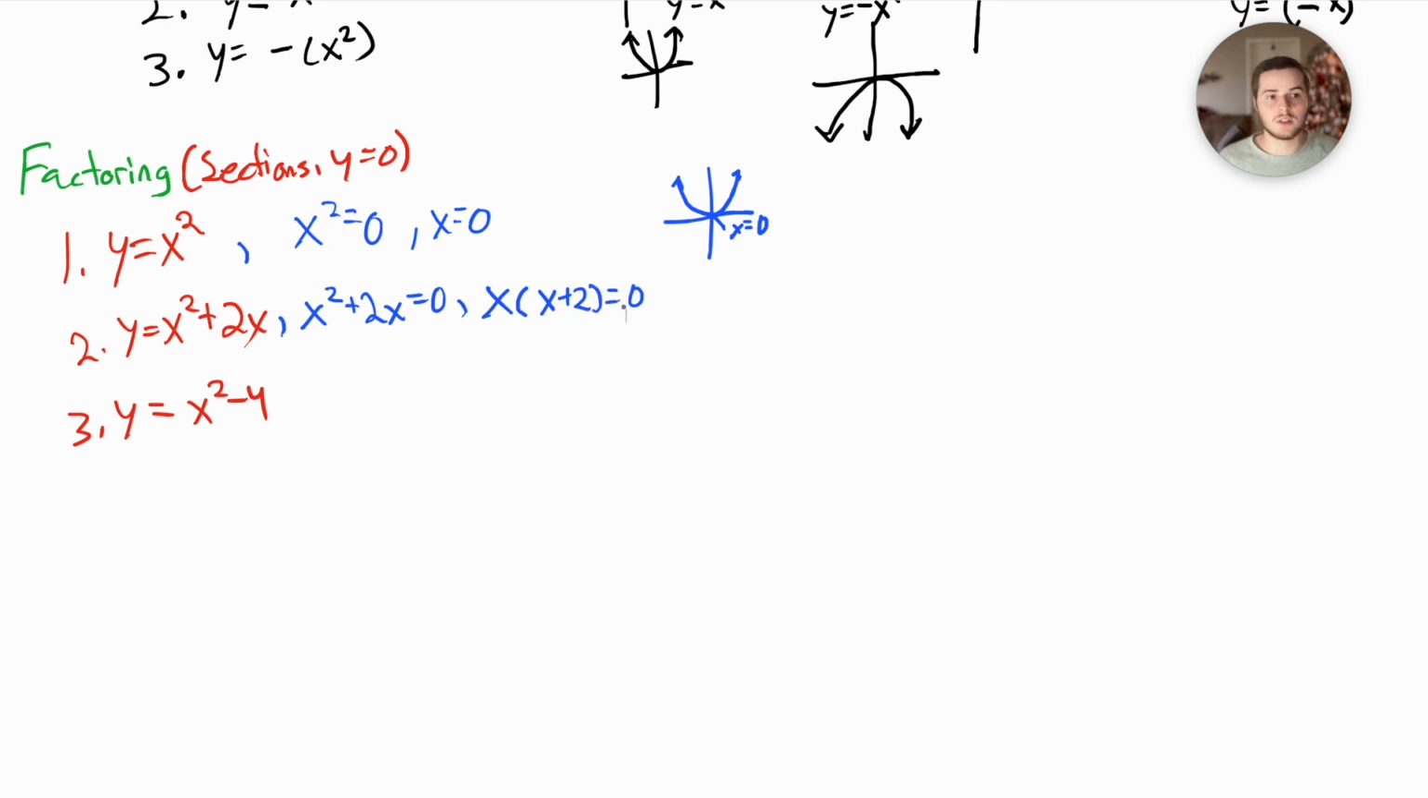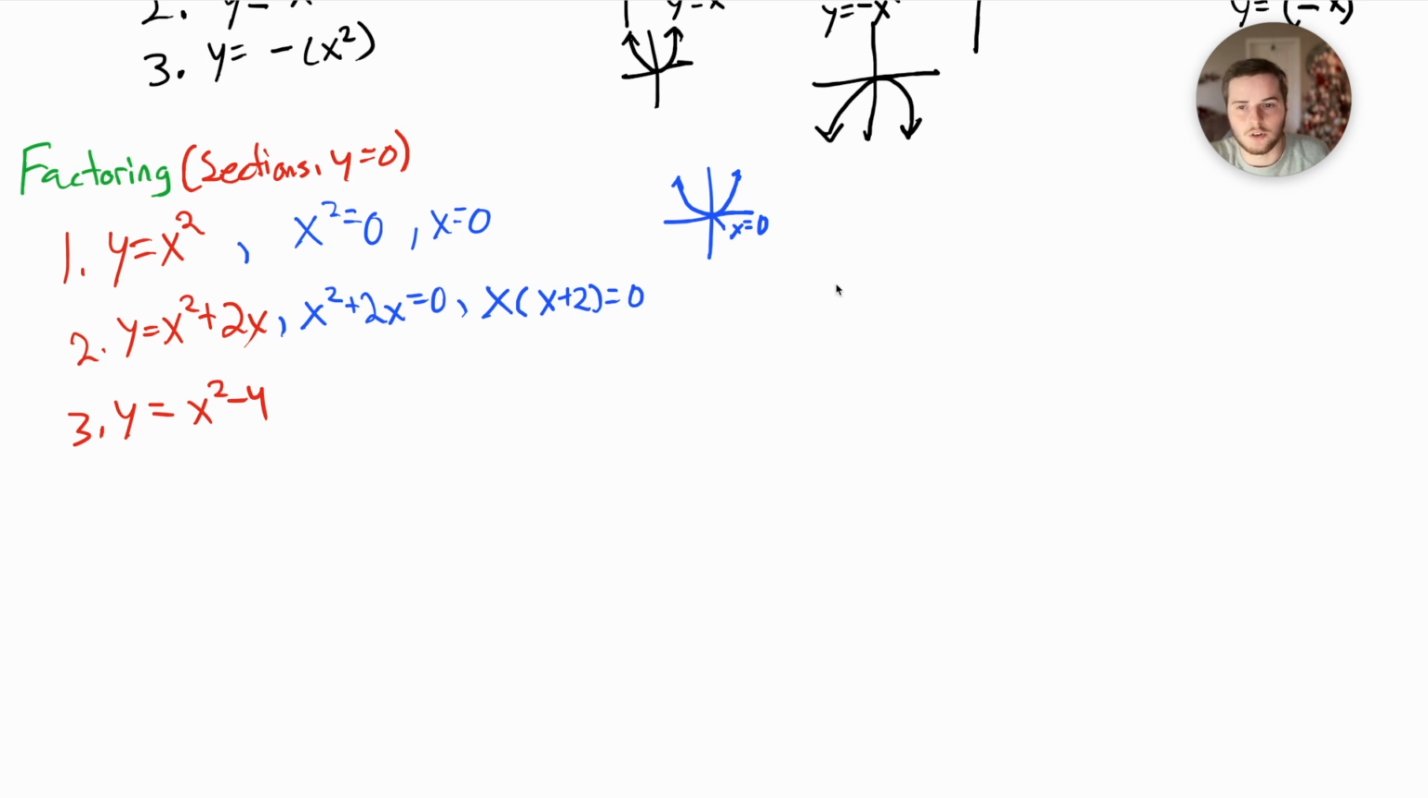Now, why can we do this? It's because these two things are equivalent. They're equal to the same thing. If we multiply the x back into the parentheses, we're going to get x squared plus 2x. And we know that is equal to 0, so we can say x times x plus 2 is also equal to 0. As long as the two equations are the same, we can still say that they're equal to the same value. And in that case, we're looking for when they're equal to 0.